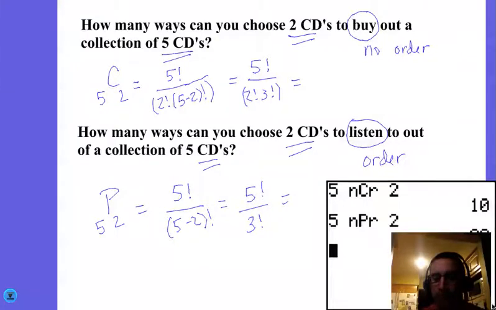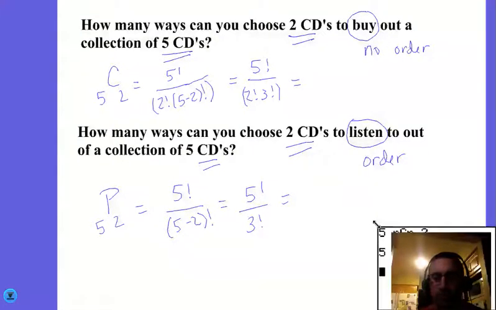Alright, so our answers: 10 ways to buy, 20 ways to listen. The permutation should be more than the combination.